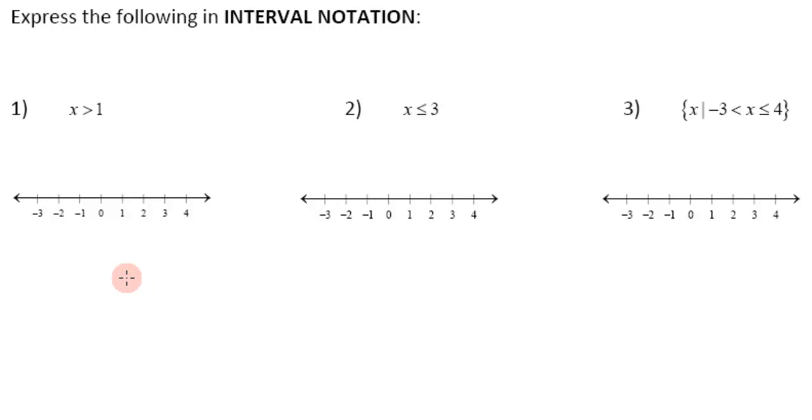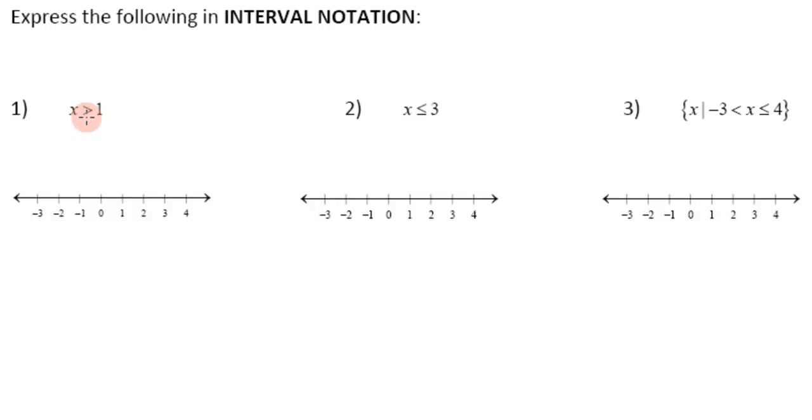Here we want to express the following in interval notation. I have some graphs here so that we can graph them, because it's easier to go from the inequality to the graph to the interval. So here it says all x greater than 1. So I find 1 here, and it's greater than 1, so we don't want to include it. When we don't want to include the value, we use a parenthesis.